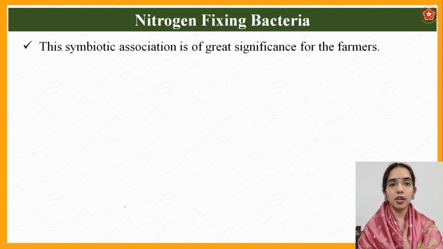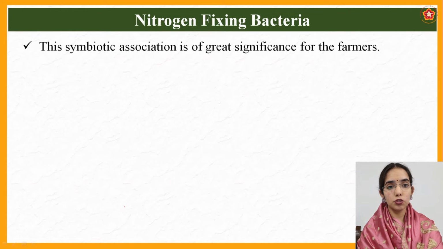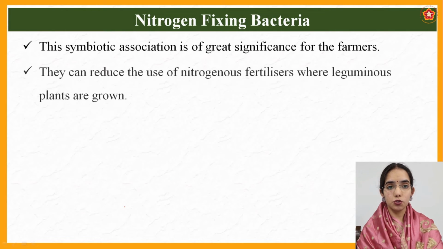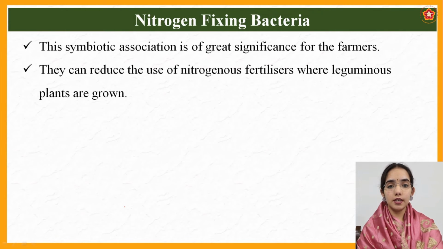The symbiotic association is of great significance for the farmers. Obviously, because the plants that the farmer has grown are consuming nitrogen and the soil is becoming deficient in nitrogen, and these bacteria are helping the plants to get nitrogen. They can reduce the use of nitrogenous fertilizers where leguminous plants are grown. So it is of benefit to the farmer, right? Because they'll not have to use fertilizers now, or the use of fertilizers will be decreased.